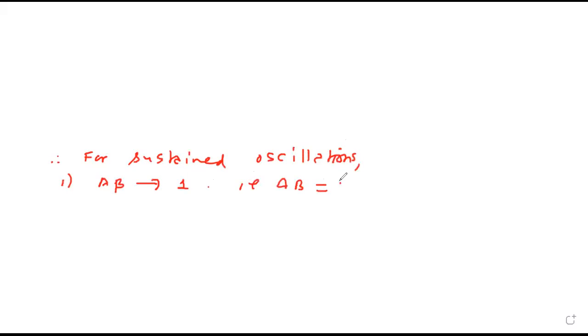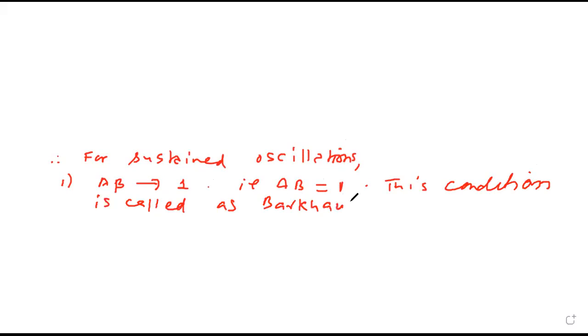Therefore, for sustained oscillations, first A beta should tend to 1. That is, A beta is nearly equal to 1. This condition is called as Barkhausen criteria.